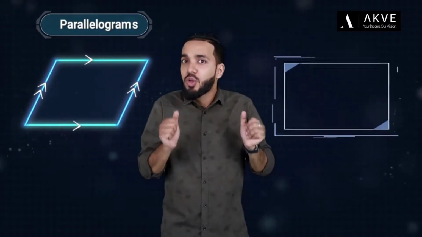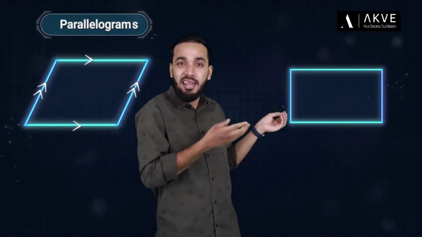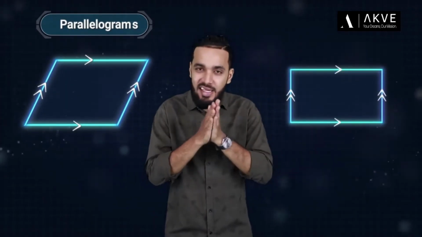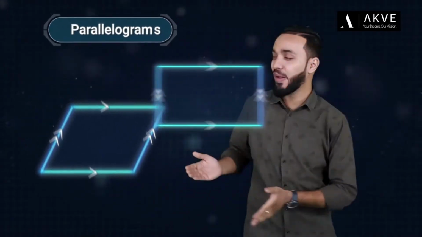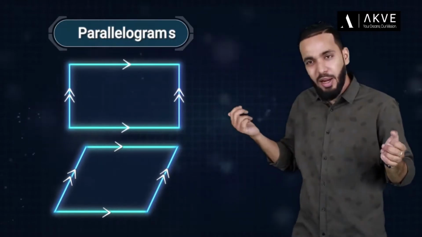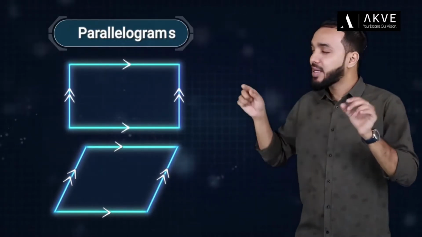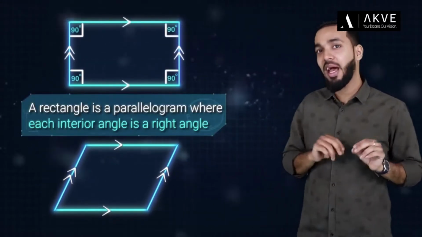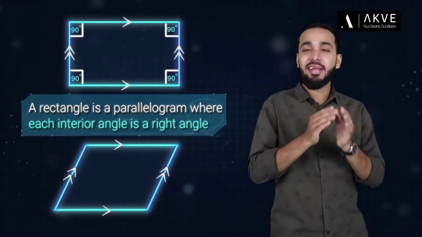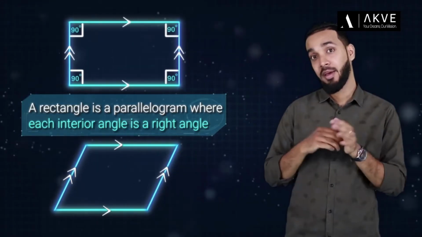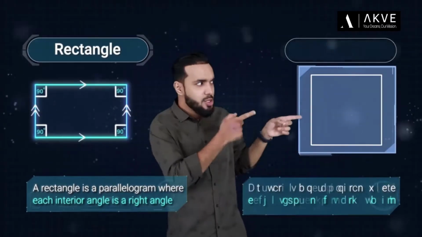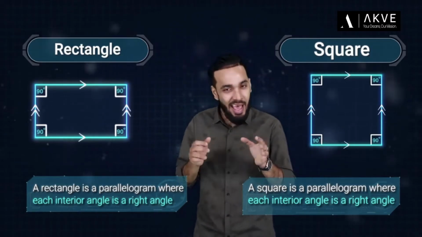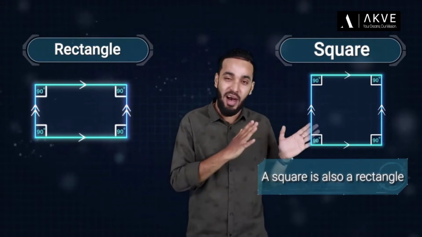Now, if we scrutinize a rectangle, we can see that here too the opposite sides are equal and parallel. Thus, it's easy to conclude that a rectangle is also a parallelogram. We know that, right? We also know that each interior angle of a rectangle is a right angle. So basically, a rectangle is a parallelogram where each interior angle is a right angle. Now, if you think about it, a square is also a parallelogram where each interior angle is a right angle. Hence, a square is also a rectangle.